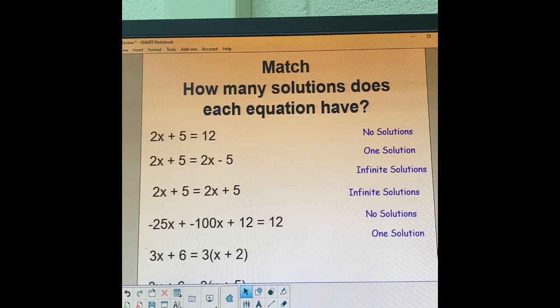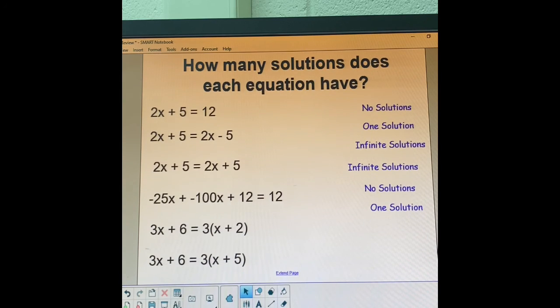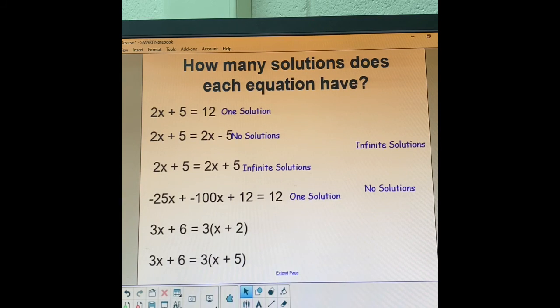Remember, if you can solve for x and get x equals some number, we're going to have one solution. If the left-hand side and the right-hand side of the equation will never equal one another, that will be no solution. We cannot solve this equation. If the left-hand side and the right-hand side are identical, that means we could plug in any value for x and this equation will be true, and we have infinite solutions.